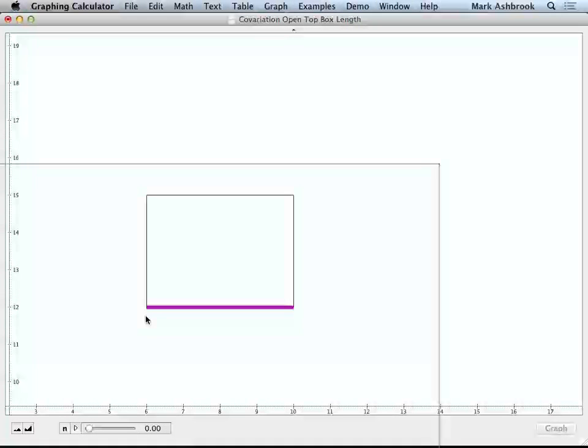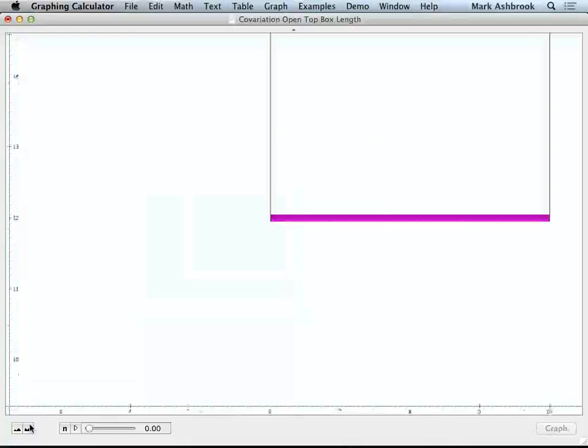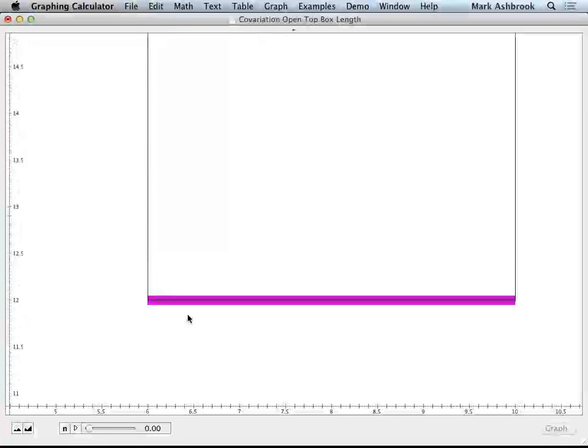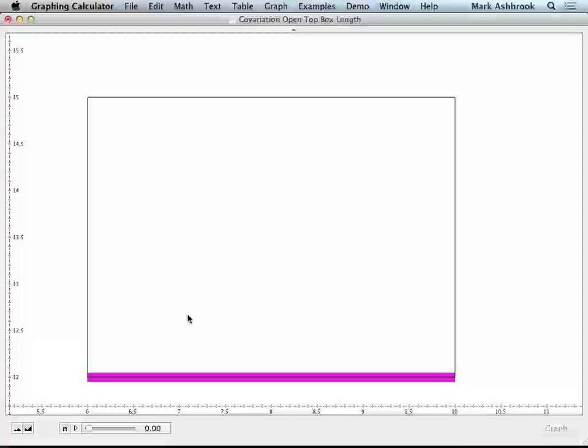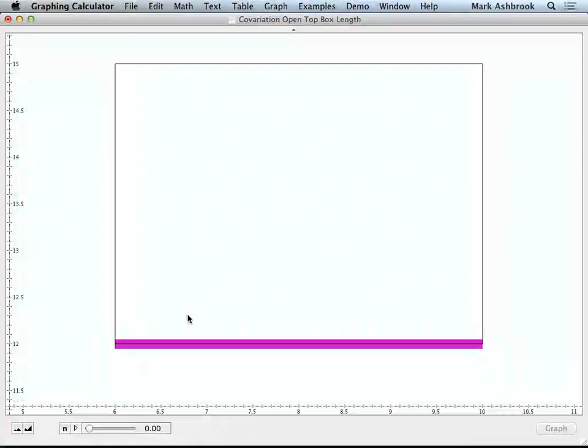Okay, so let's go back to this and let's talk about the quantities we're looking at: the length of the square cut out and the resulting length of the box.